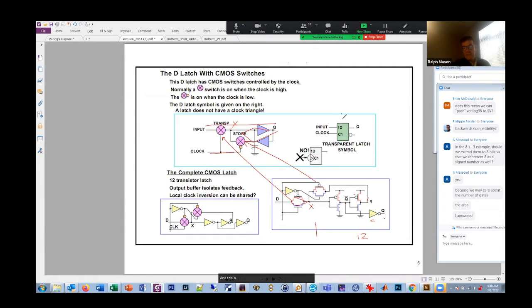And this is the symbol for it. This one's transparent high because this is our clock signal here, right? And so when CK is high, this switch is closed, and the signal passes through. And when CK is low, we're in hold mode. This feeds back this way. Any questions about that?